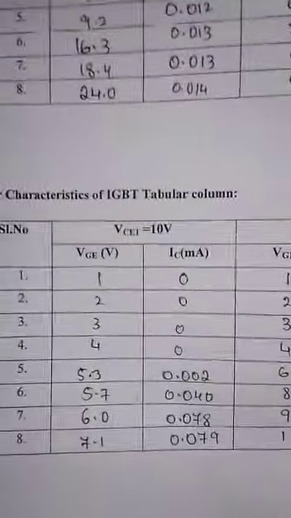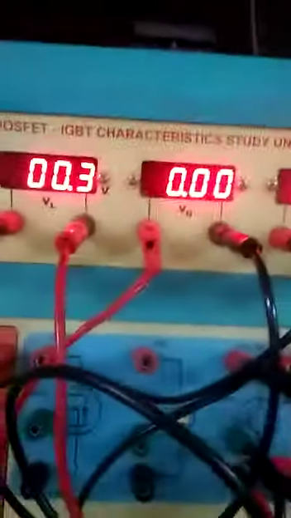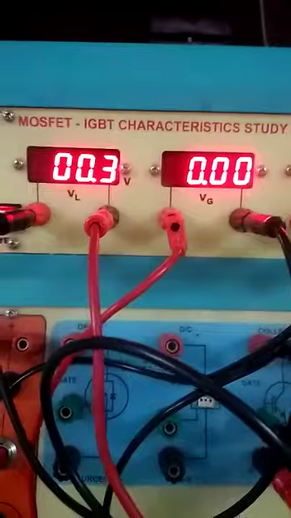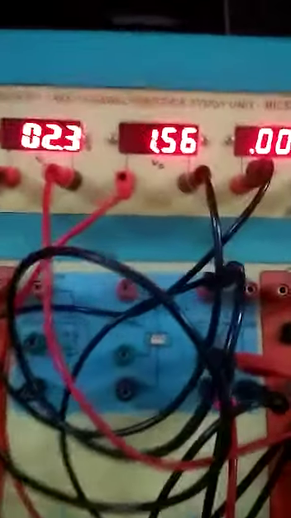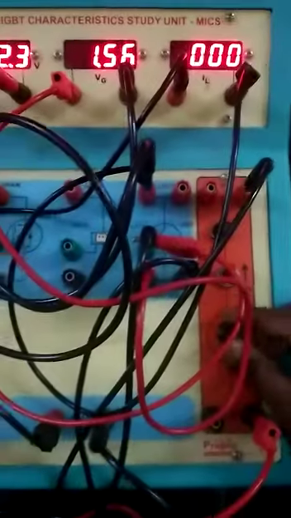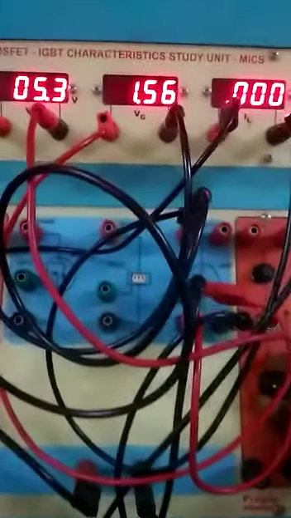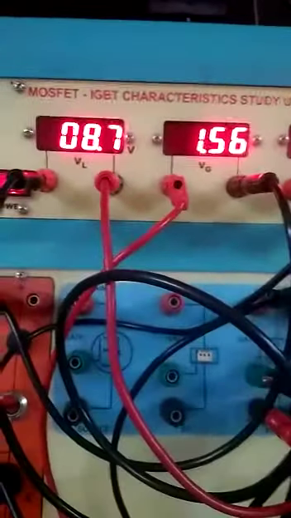Now I am going to explain the transfer characteristic of the IGBT. In the transfer characteristic of the IGBT, we set the collector to emitter voltage at 10 volts by using RPS2. Switch on RPS1 and RPS2. This is the initial condition of the meters. Now slowly vary the RPS2 by using the knob. We set 10 volts.